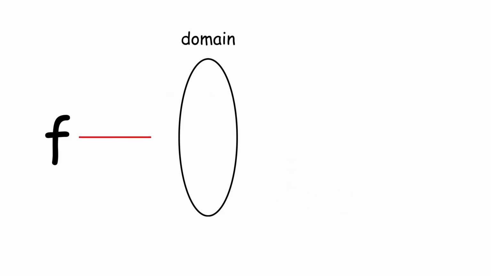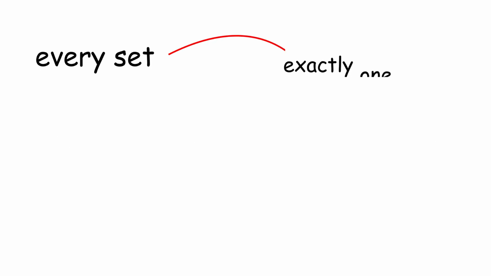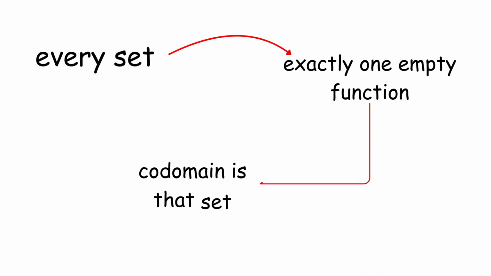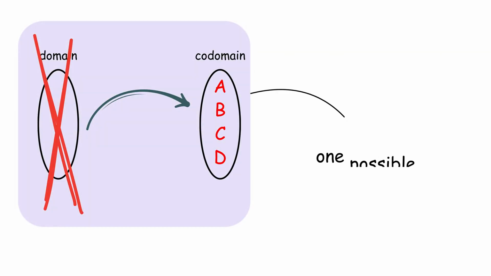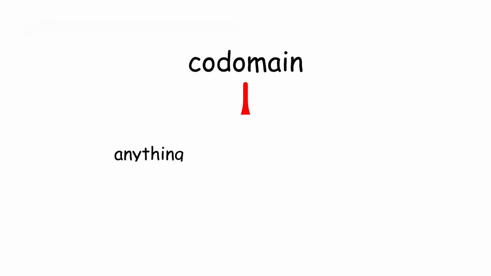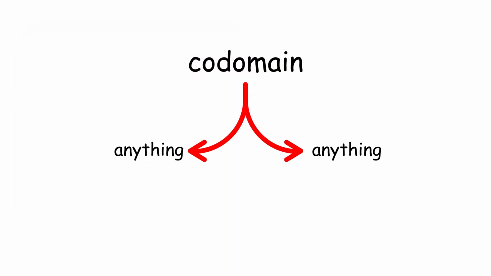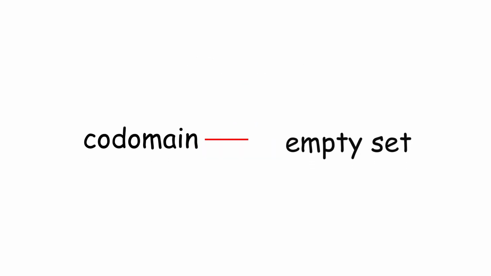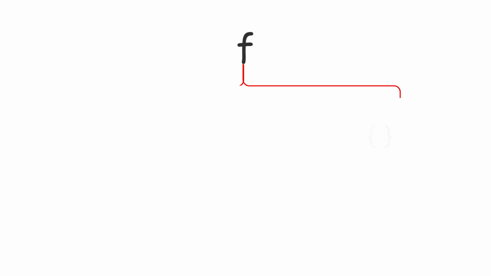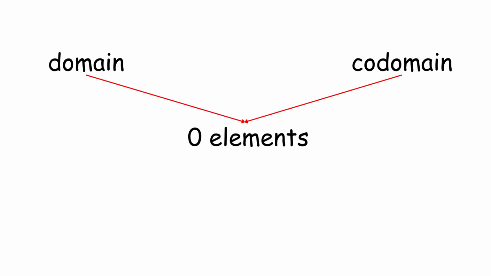A function whose domain is empty is called an empty function. Mathematicians require the existence of empty functions in order to ensure that our system of set theory makes sense. For every set, there is exactly one empty function whose codomain is that set. We looked at just one example of an empty function earlier, but we really could have chosen anything as the codomain. We can even choose the codomain to be the empty set. When we do, we have a function whose domain and codomain are both empty. Each one has zero elements.